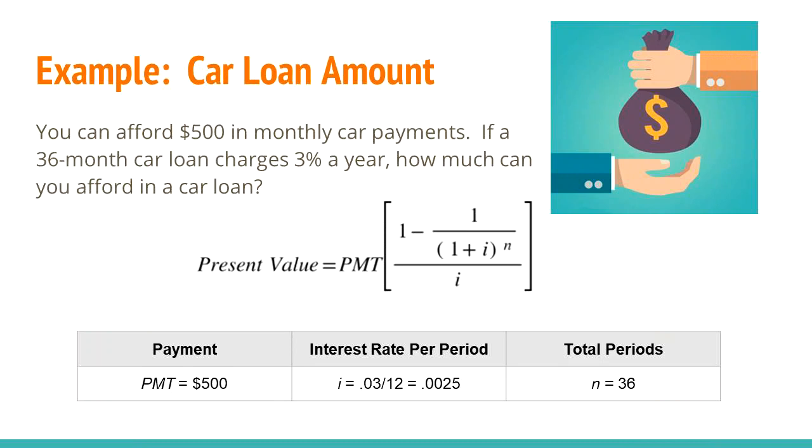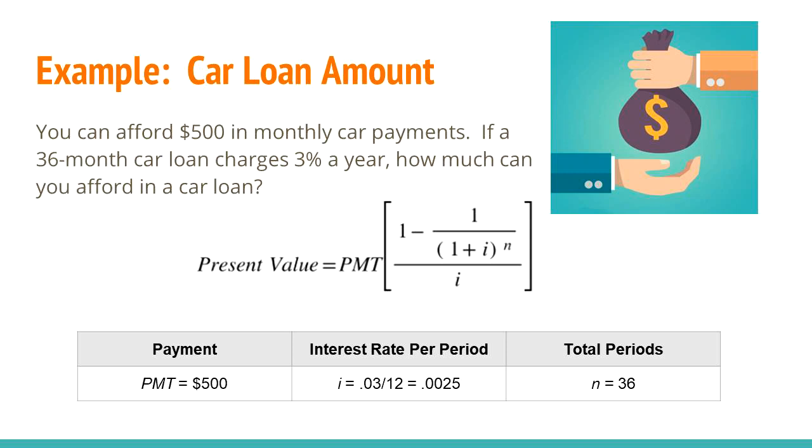So here's an example. For this example, we can only afford $500 a month, which is actually a lot for a car loan. The average for an American individual with a monthly car payment is about $500 as well. So let's say that we can afford $500 a month for a car payment. We've got a 36-month car loan that we're looking at that charges 3% per year. How much can you afford in total for that car loan? So we want to find the present value or the loan amount.